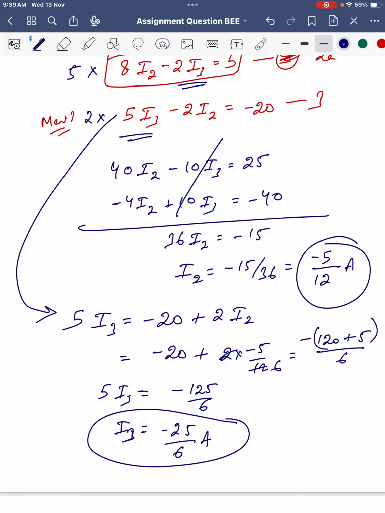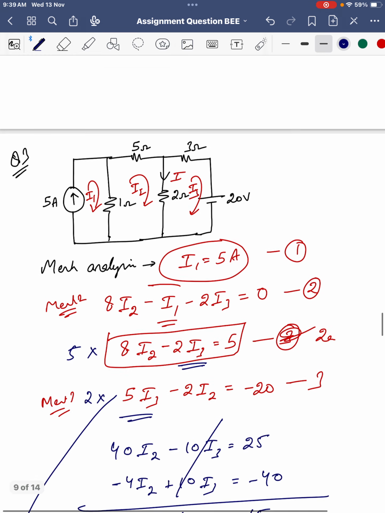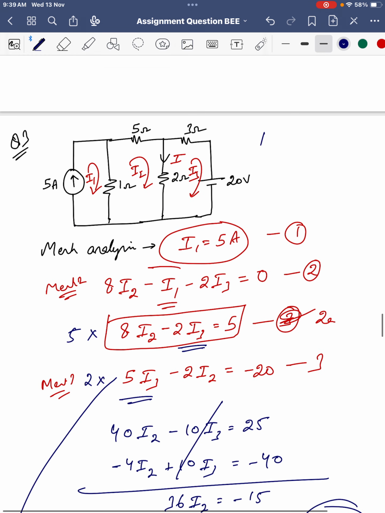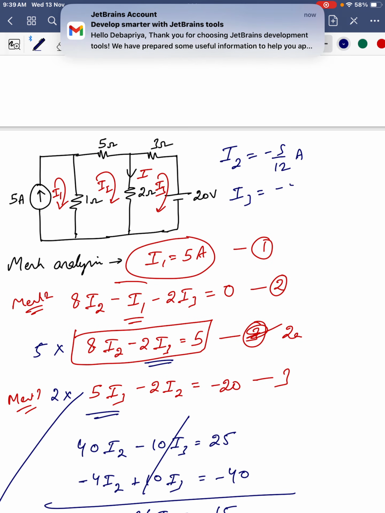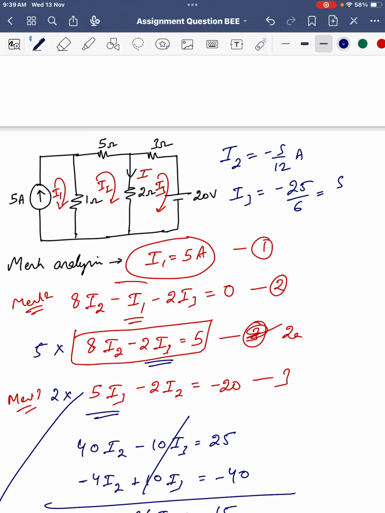Now we know the value of I2, minus 5 by 12. So what we get is I2 is equal to minus 5 by 12 and I3 is equal to minus 25 by 6, or this can be said as minus 50 by 12 ampere.